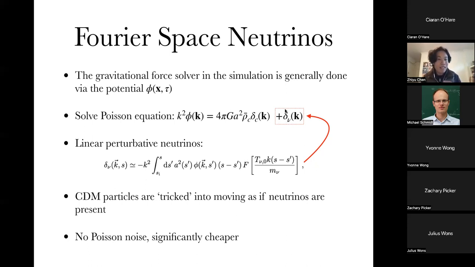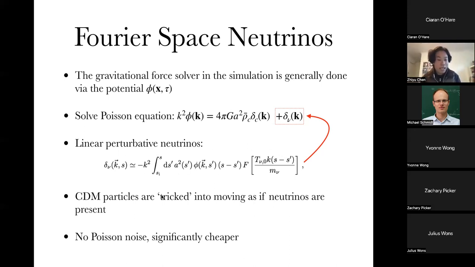So in this case, it allows us to actually derive this neutrino contribution from linear perturbation theory. And that's significantly cheaper than trying to track particles. So instead of having 100 billion neutrino particles to track, we just have to do this integral maybe 1,000 times for each k value. This comes from linearizing the Vlasov-Poisson equation for the neutrino distribution.